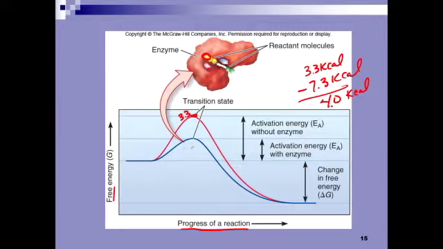And what the enzyme is going to do here is decrease this to maybe 1.3. I don't know if this number is accurate or not, but I'm just saying it's lowering the amount of energy required for this reaction to move forward.